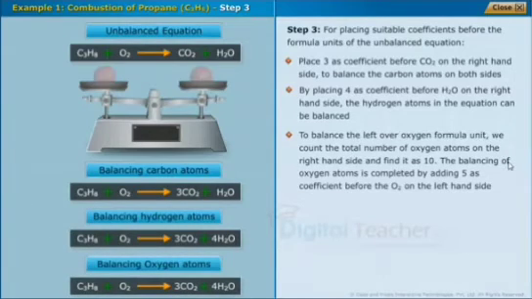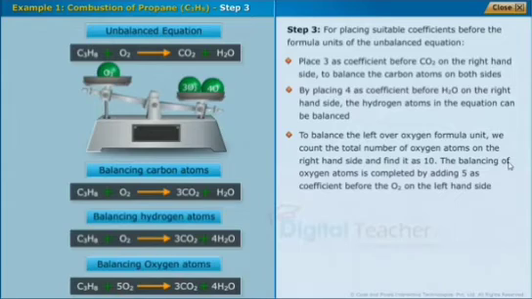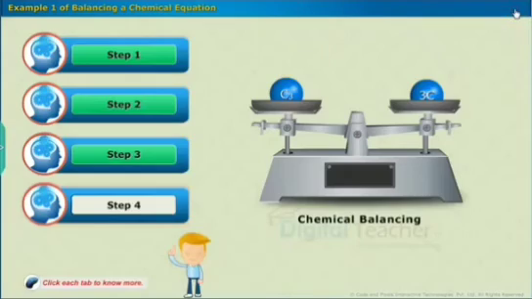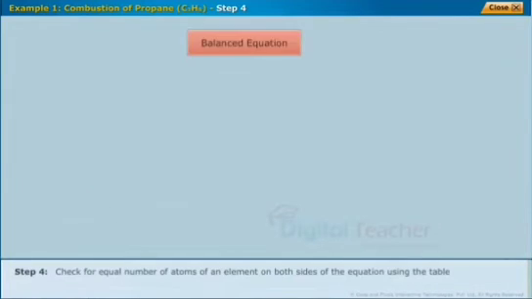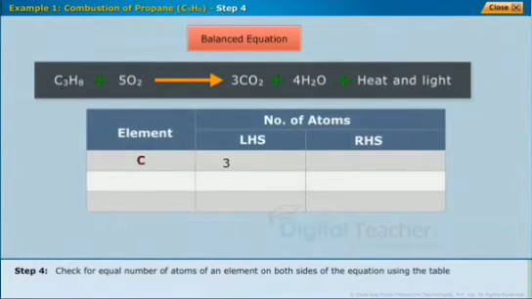To balance the leftover oxygen formula unit, we count the total number of oxygen atoms on the right-hand side and find it as 10. The balancing of oxygen atoms is completed by adding 5 as coefficient before the O2 on the left-hand side. Step 4. Check for equal number of atoms of an element on both sides of the equation using the table.